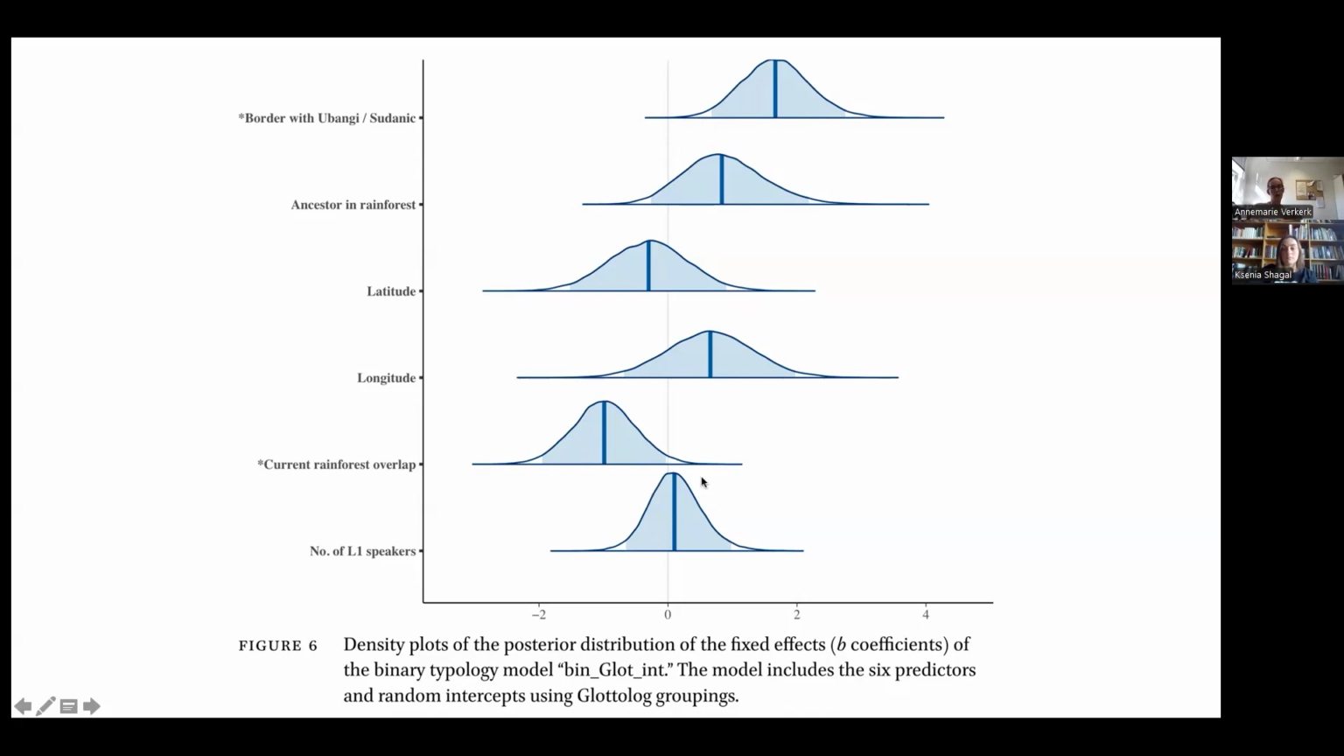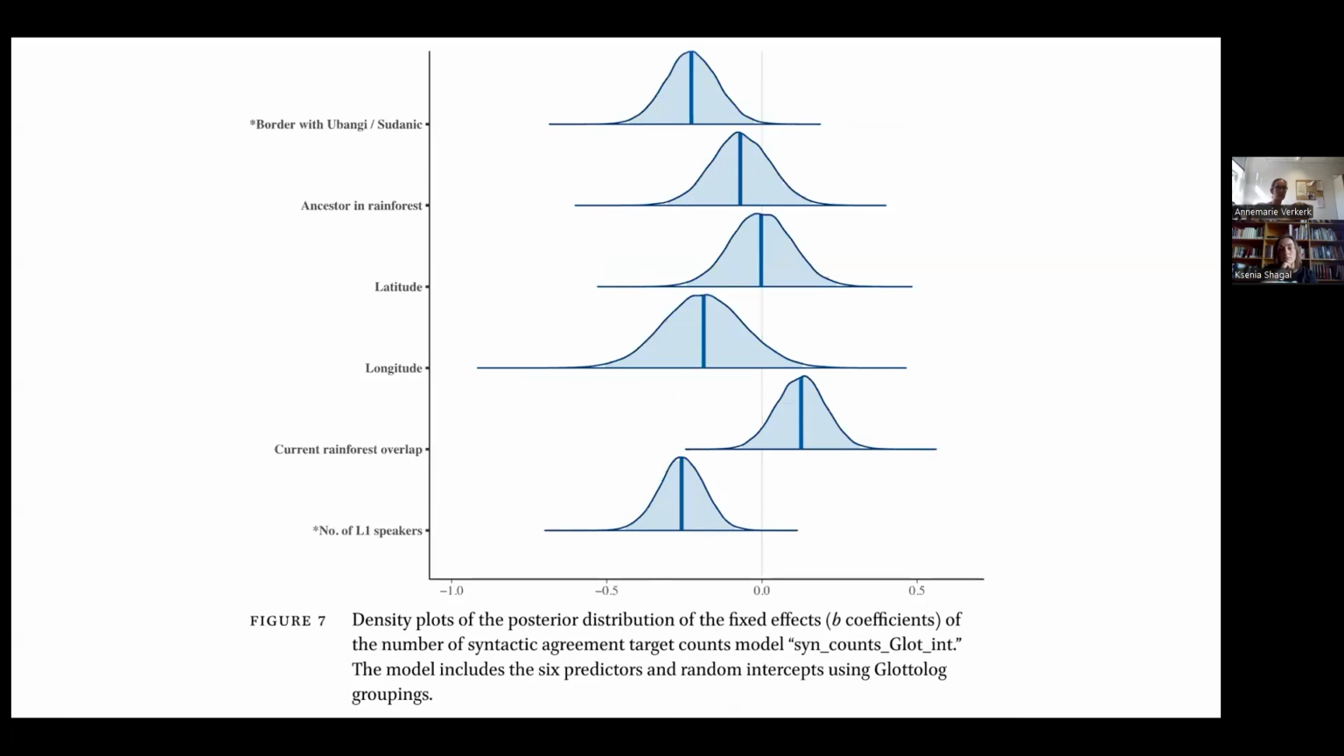So the reference category here is having only syntactic agreement. What we can say about this figure is that languages that have a type 2, type 3, or type 4 gender system tend to be on the border with Ubangi or Sudanic, and they tend to have a lower current rainforest overlap.